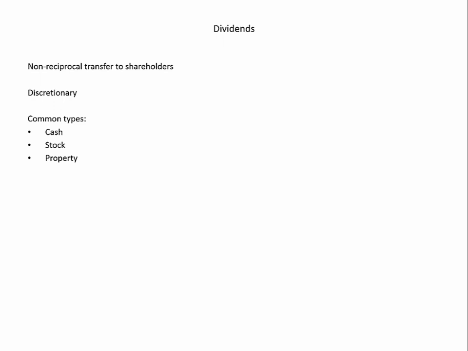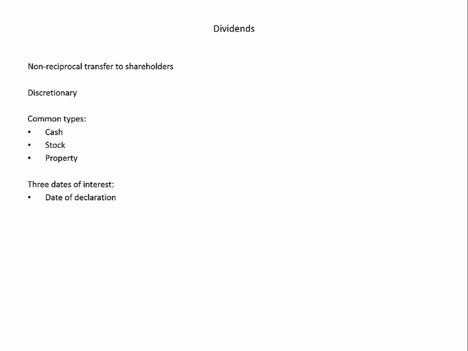Now, there are three dates of interest in the dividend cycle. The first date is the date of declaration. That's the date on which the board of directors formally declares that a dividend will be paid, and it's on that date that a legally binding liability is created.